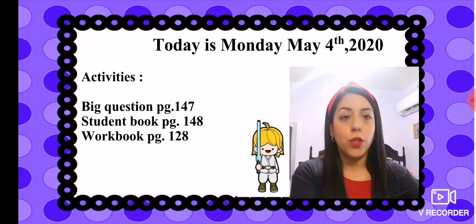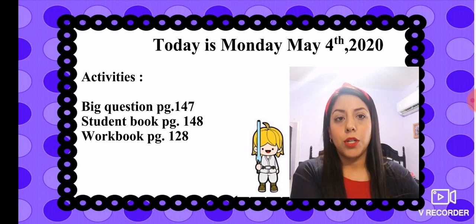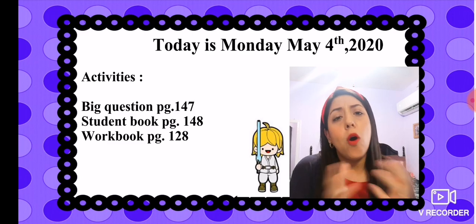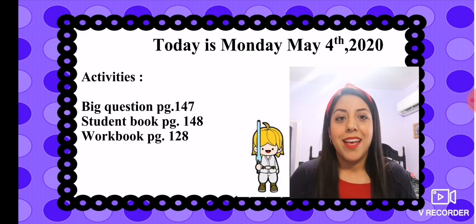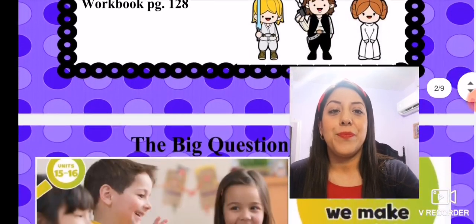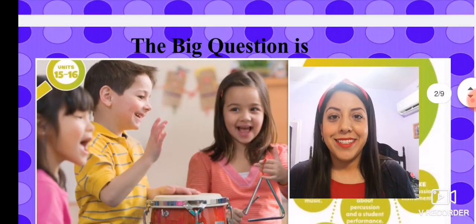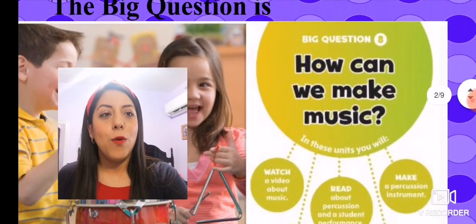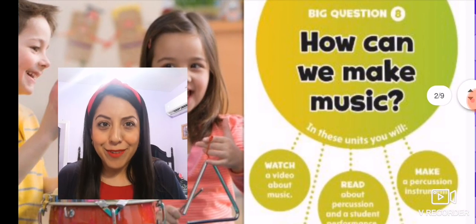You can take out your student book to go to page 147, so you can see your book and you can see the presentation at the same time, or just focus on the presentation. Now we're going to start a new unit. This is the big question. The big question is, how can we make music?